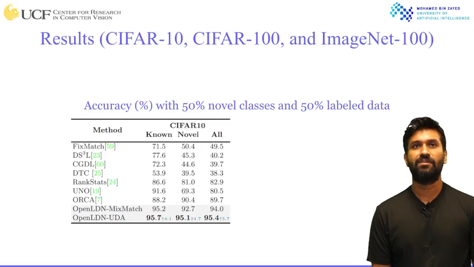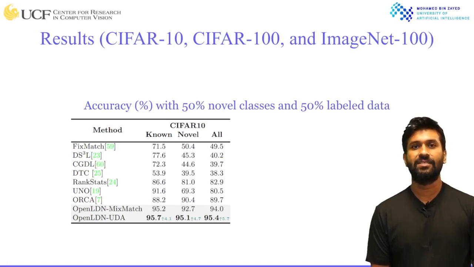Now let's look into some results. Here, we'll show results on 3 datasets, which are CIFAR 10, CIFAR 100, and ImageNet 100. And for this experiment, we are using 50% novel classes, and the other 50% classes will be used as known. And from those known classes, we'll use 50% of the data as labeled.